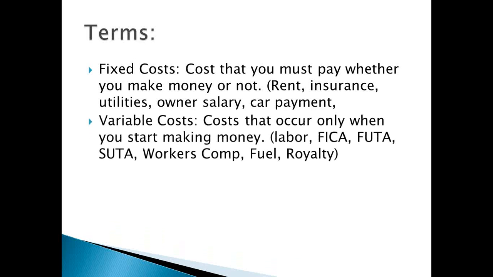Variable costs are costs that only occur when you start making money. Things like labor for your employees, your FICA, your FUTA, your SUTA, your state taxes, your workers' comp, your fuels, your royalties. Those are things you only pay at the point when you start making money. You don't pay a royalty until you make $1. Then you've got to pay your 5 or 6 cents. So I think everyone is clear so far.